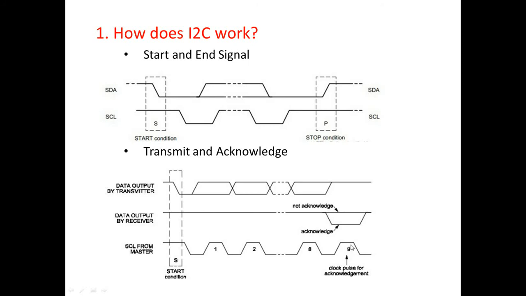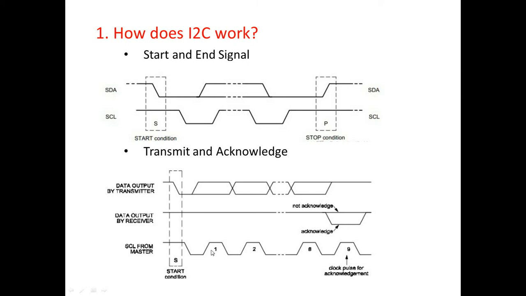For the acknowledge bit, I will say a few sentences. The acknowledge is always low. What is low? The SDA line is active high. When the I2C slave acknowledges this bit, it will pull it down to 0. So 0 is the correct acknowledgement.